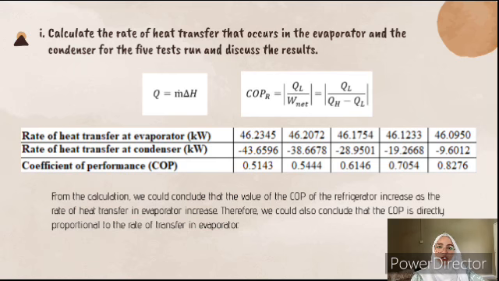After that, from the QL and QH obtained, we will determine the coefficient of performance, COP, by using the equation absolute QL over W net, which is also the same as absolute QL over QH minus QL. Then we will get the COP for test 1 to test 5 equal to 0.5143, 0.5444, 0.6146, 0.7054, and 0.8276 respectively.